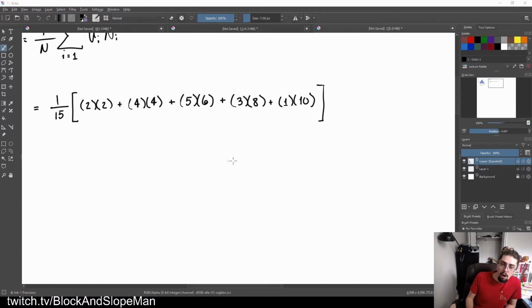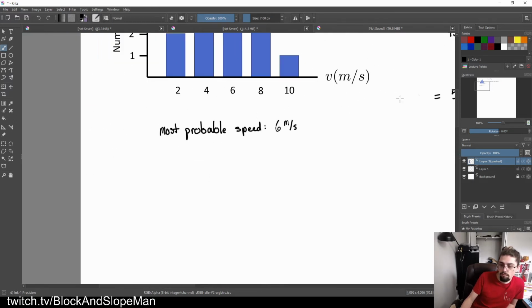So we would plug all of these in, we sum them all up, we divide by 15 at the very end, and what we should find is something like 5.6 meters per second. So let's go ahead and write it out in our table. Average speed, 5.6.